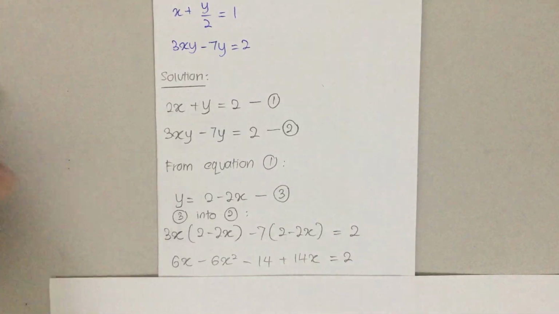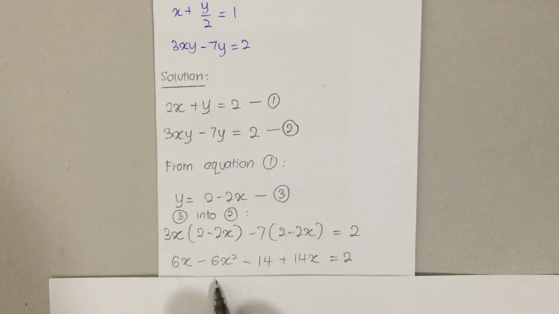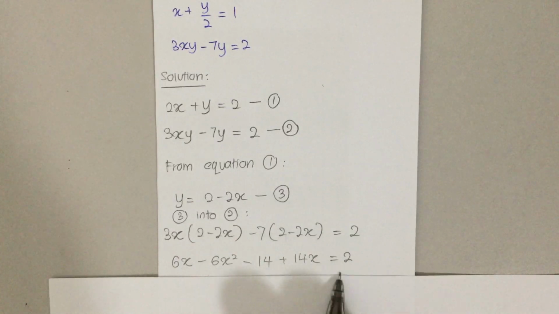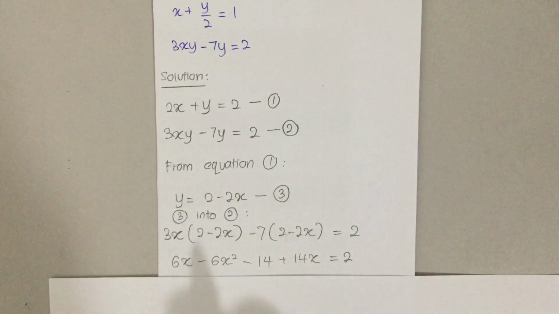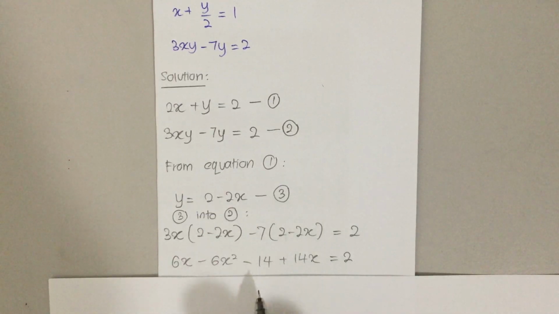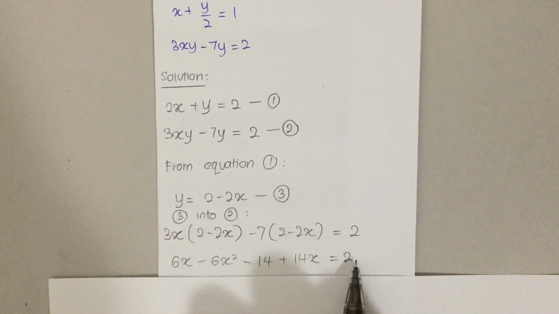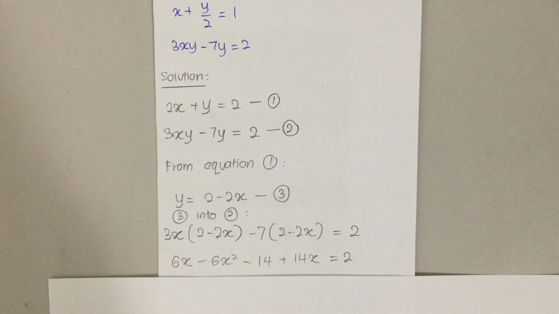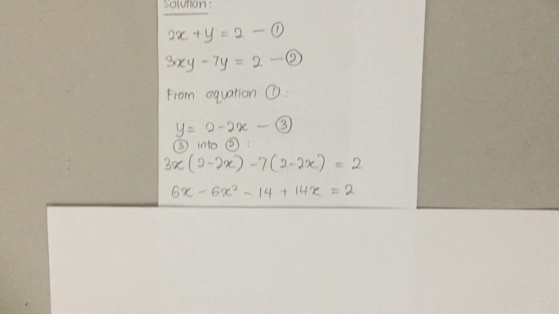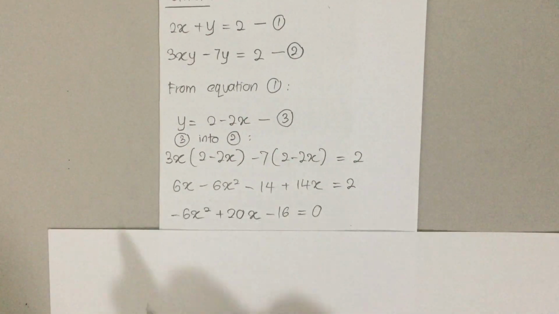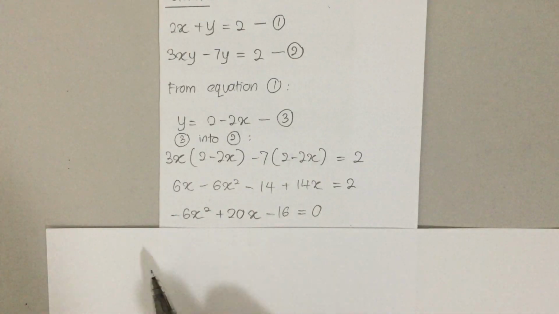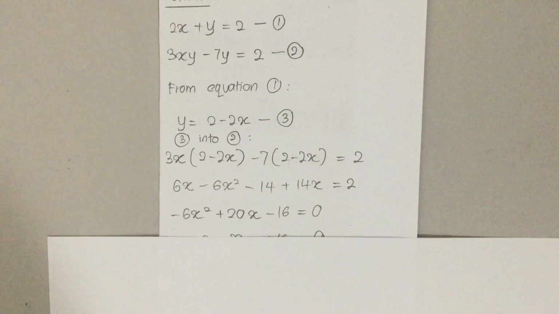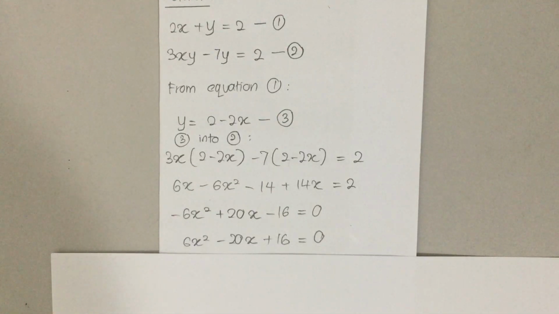So as I said, this will be your next step: 6x minus 6x squared minus 14 plus 14x equals 2. You can simplify the left hand side. 14x plus 6x is 20x. And negative 14, you can bring the 2 from the right hand side to the left hand side, which gives negative 16. From here you get negative 6x squared plus 20x minus 16 equals 0. You times the whole equation by negative 1, which gives 6x squared minus 20x plus 16 equals 0.